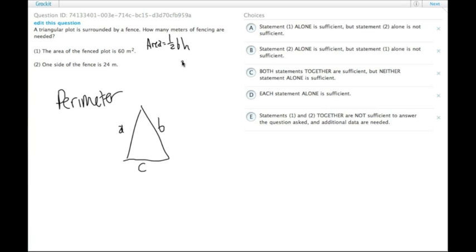There are several different numbers that this could give us, and it would only give us one of the two sides, namely the base. So there's no way this is sufficient for us. We get rid of A and also D.